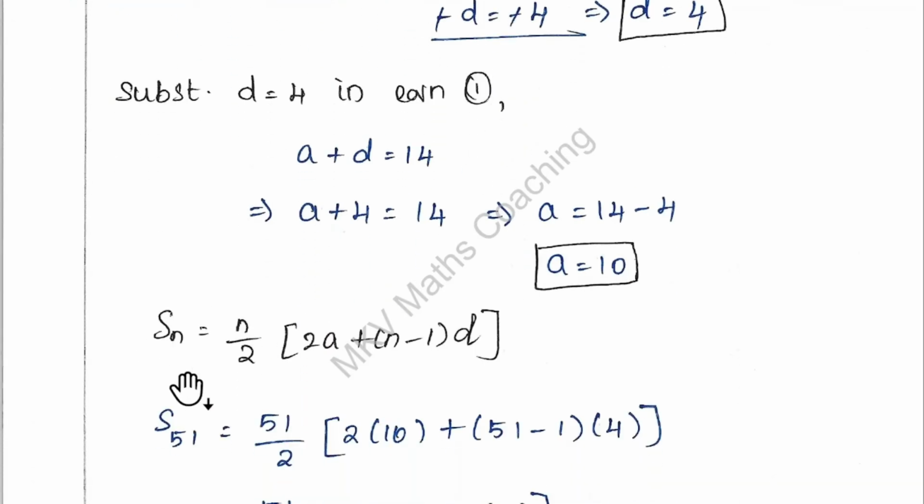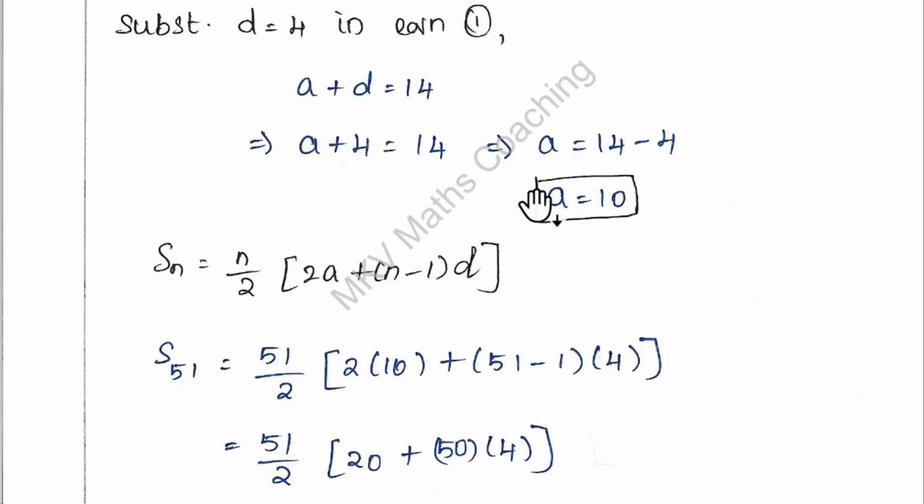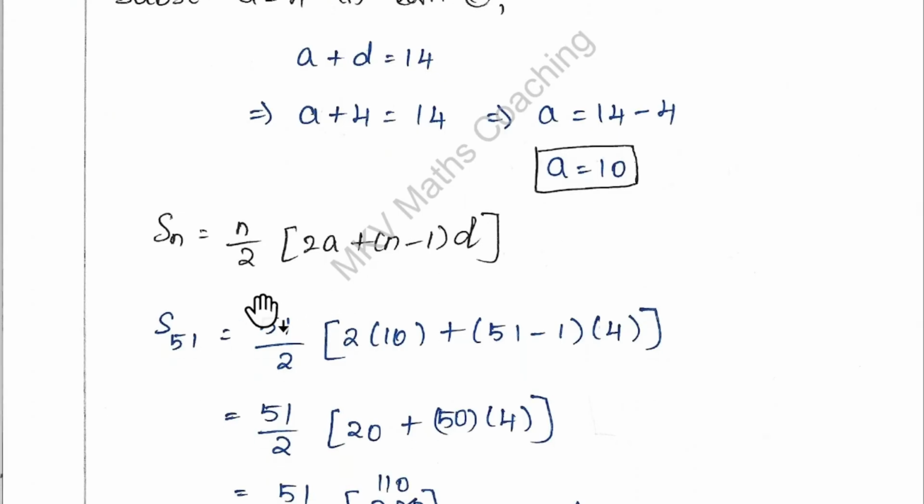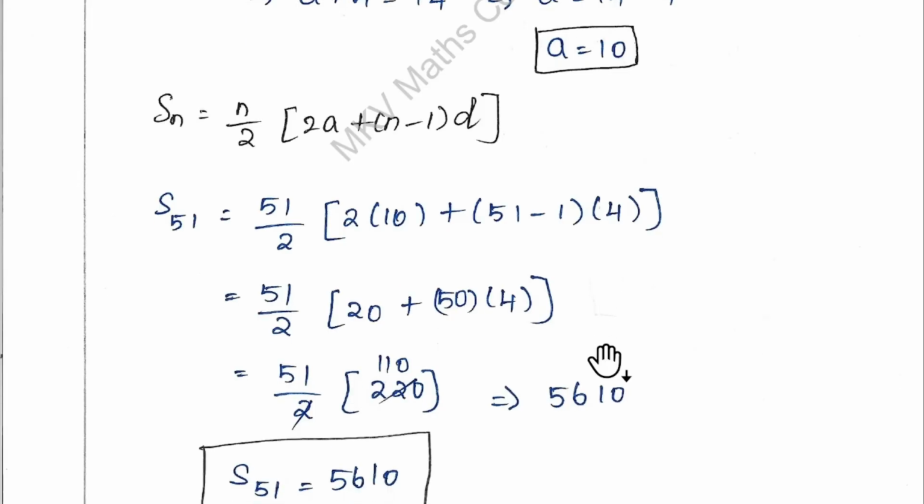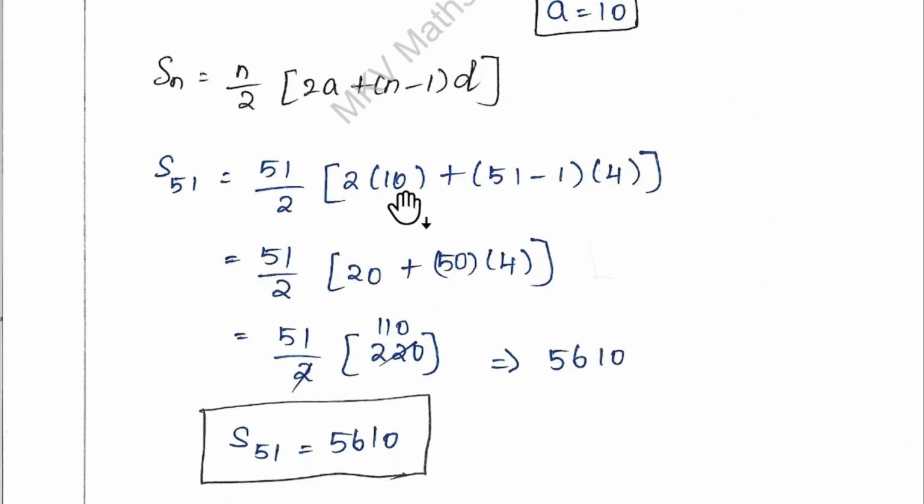So in the n place, you just substitute 51. A and d are known. A is 10, d is 4. So S51 equal to 51 by 2, 2 into 10 plus n is 51 minus 1 into 4, right? So 50 into 4, you just substitute it here and cancel this. So 2 tens are 20. Here when you multiply and add, you get 220. Just cancel this. I'll be getting 5610 as sum of 51 terms.